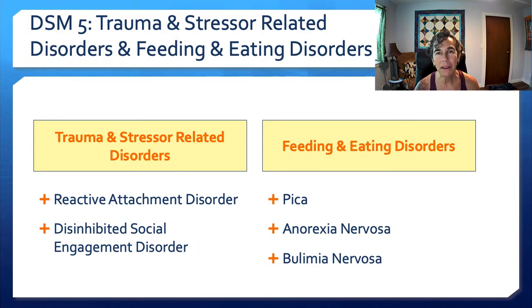And on here we have two different categories of disorder: trauma and stressor related disorders, and then feeding and eating disorders. Again, both in the DSM-V. So in the trauma category, we have reactive attachment disorder, and this is a failure to form effective attachments in early infancy or in toddlerhood. And remember, in our theory lecture, we talked about attachment and the different types: secure attachment, avoidant, disorganized, etc.